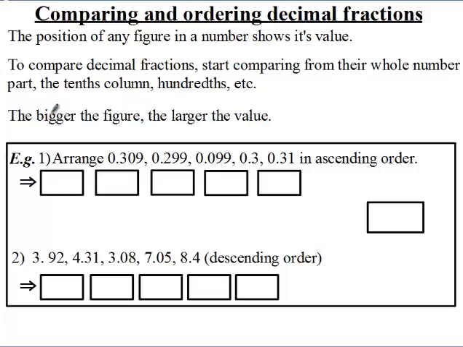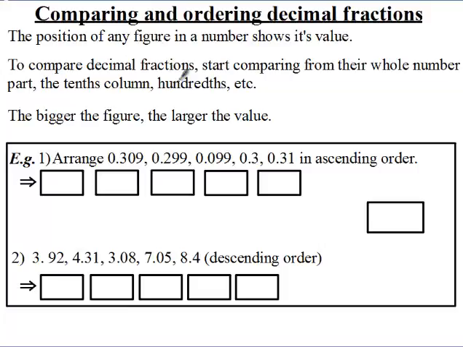When we compare each place value, the bigger the figure there, the larger the value of that number. Let's look at these examples and get a better understanding of how to compare and order decimal fractions. Here we are to arrange these decimals in ascending order. Ascending order means from the smallest to the biggest.